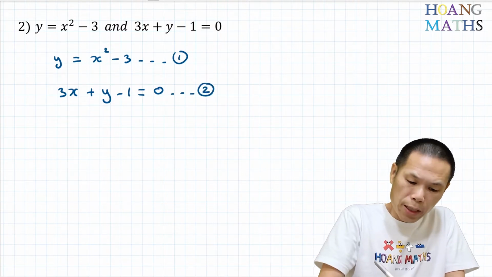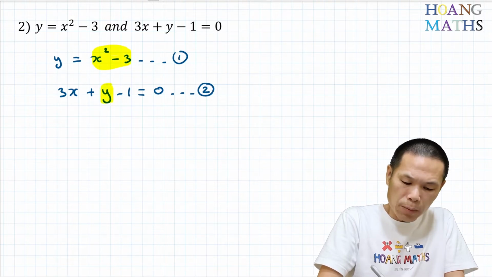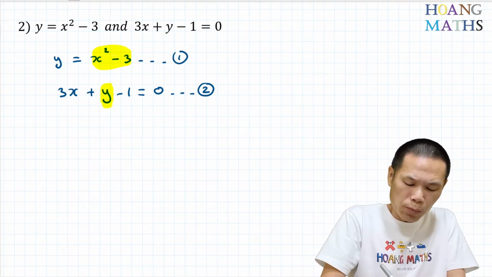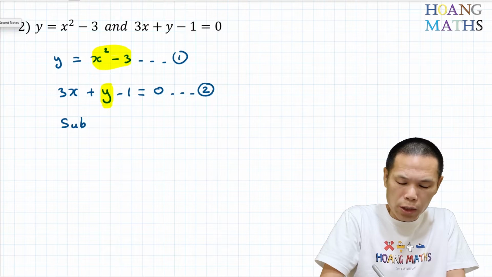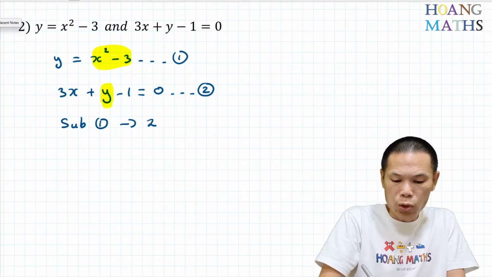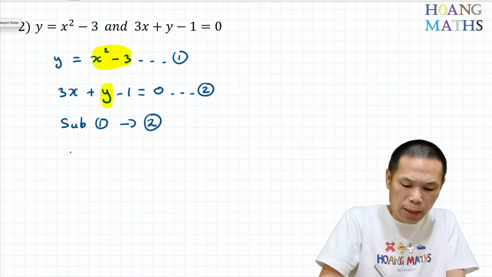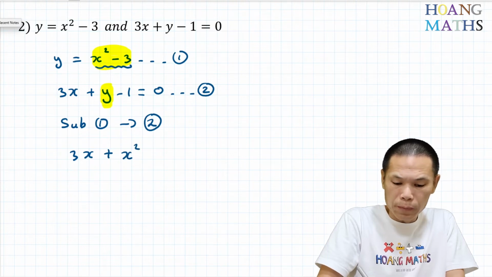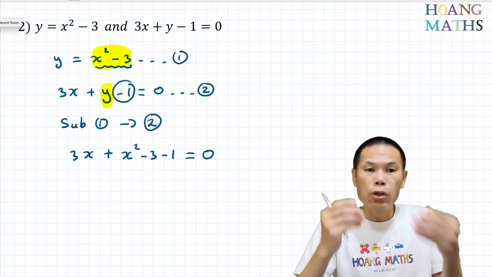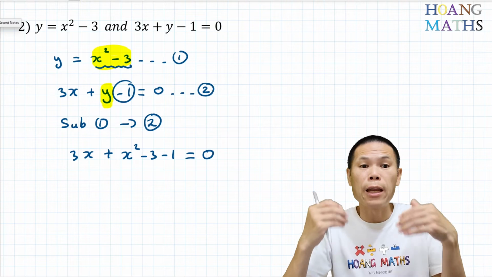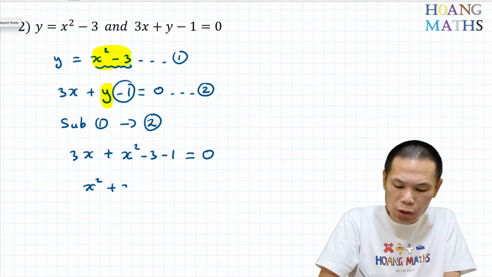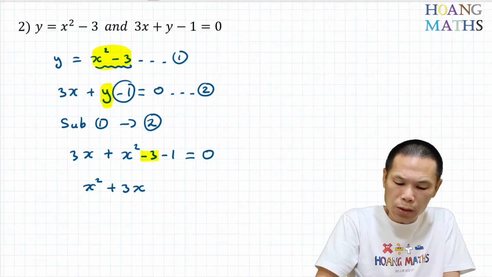So we can see y is x squared minus 3. We can substitute into this y here. So now let me just write it down. So let's say substitute equation number 1 into equation number 2. So that becomes 3x plus y, but y now is x squared minus 3, and then we minus 1. That is equal to 0. So now what I do, I just simplify the equation and then I factorize, okay? So this becomes x squared plus 3x, and we have minus 3 minus 1.